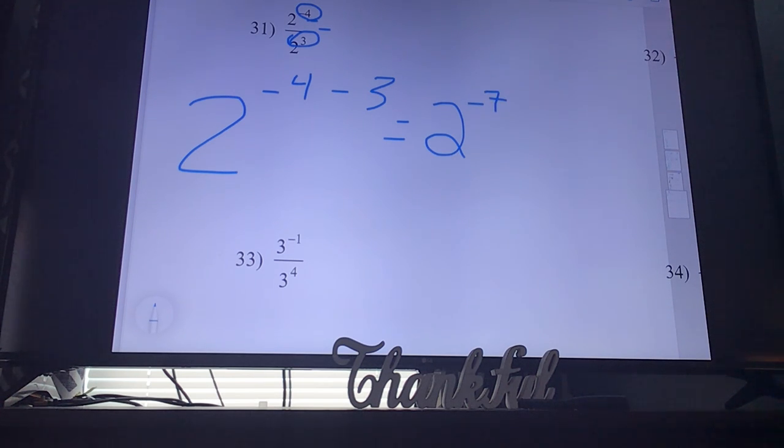Okay, and what do we do with negatives? We gotta get them moved. So you're gonna have 2 to the 7. And what do we put on top? A 1.